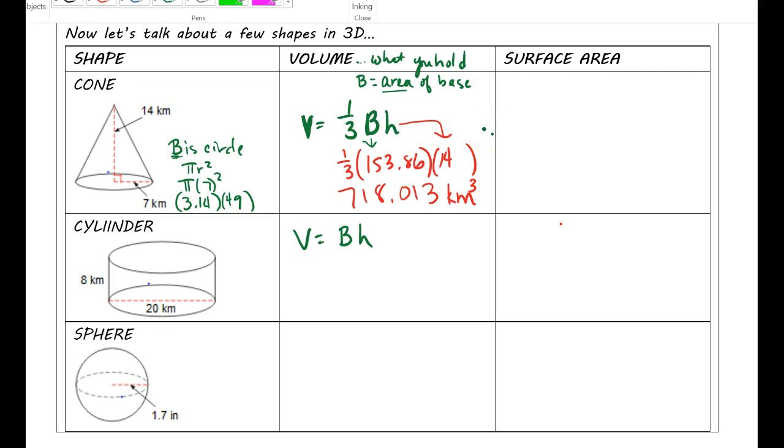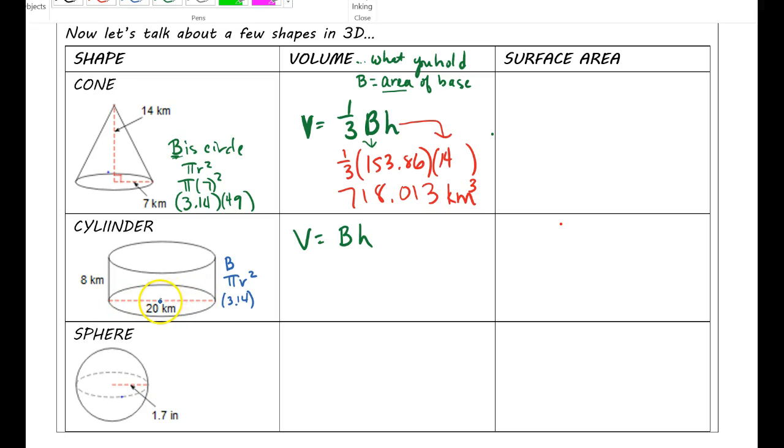So now, let's come over here in this problem. What is the big B in this problem? Well, the base is what you're sitting on. So the base is a circle again. So I'm going to follow all the same stuff I did up here. So the base is a circle. So area of a circle is pi r squared. And pi is 3.14. And what's my r? Be careful, my r is not 20, guys. That's all the way across.